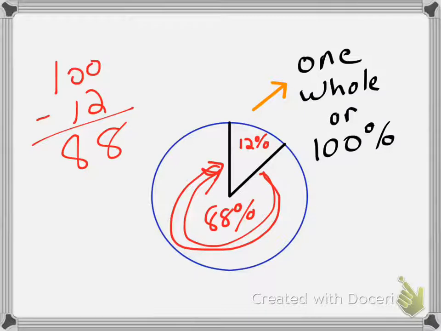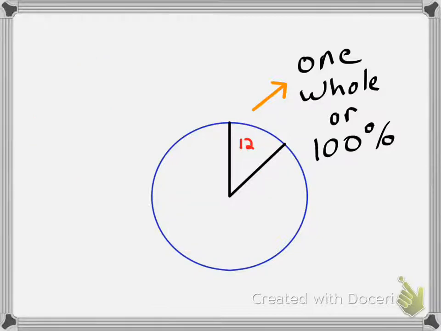Now if you're writing this down in your notes, make sure you put that a circle graph represents one whole of the information. And also that a circle graph is separated into sections, and those sections are percents of the whole, or fractions of the whole. So really, I could rewrite this information. Instead of saying 12%, I could write this as 12 over 100, which is a fraction. And this is 88 over 100 as a fraction.